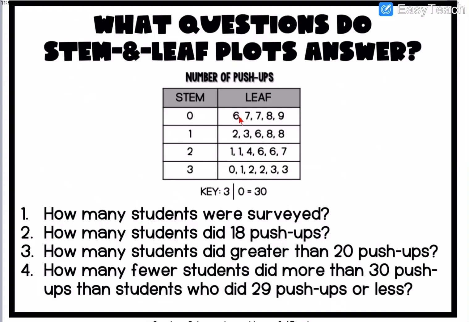So 1, 2, 3, 4, 5, 6, 7, 8, 9, 10, 11, 12, 13, 14, 15, 16, 17, 18, 19, 20, 21, 22. So 22 students were surveyed. And you can show that by just counting how many numbers are in the leaf spot.